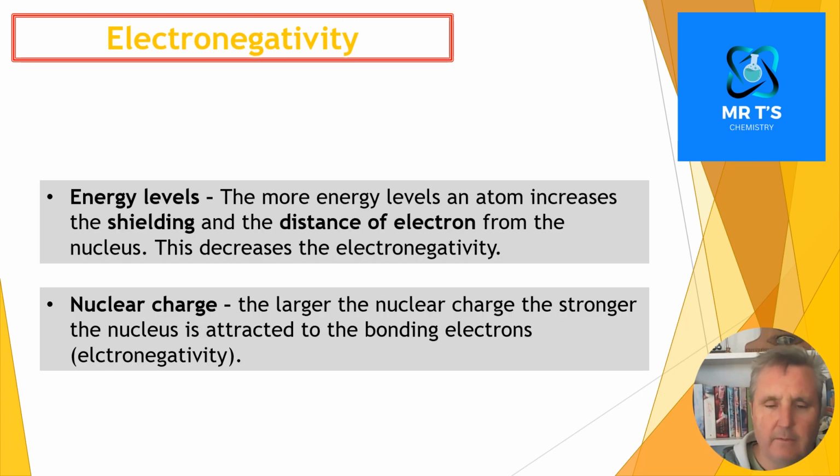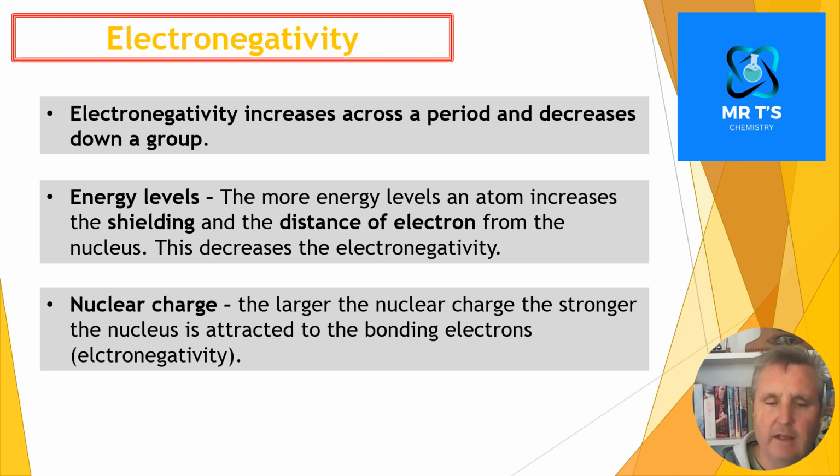So, summary: electronegativity increases across a period and decreases down a group. Energy levels are important when we go down a group. There are two factors that decrease the electronegativity. There is more shielding as we go down a group because there are more energy levels, and the distance is further away because there are more energy levels. As we go across a period, the nuclear charge increases because there are more protons, so there's a stronger attraction from the nucleus to the bonding electrons. That's why electronegativity increases.